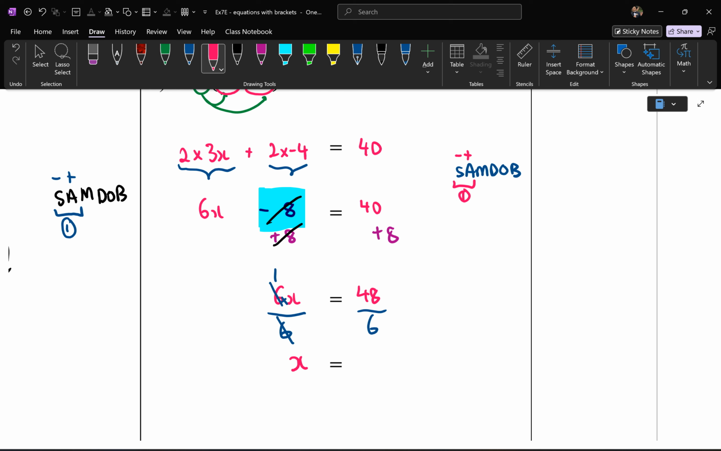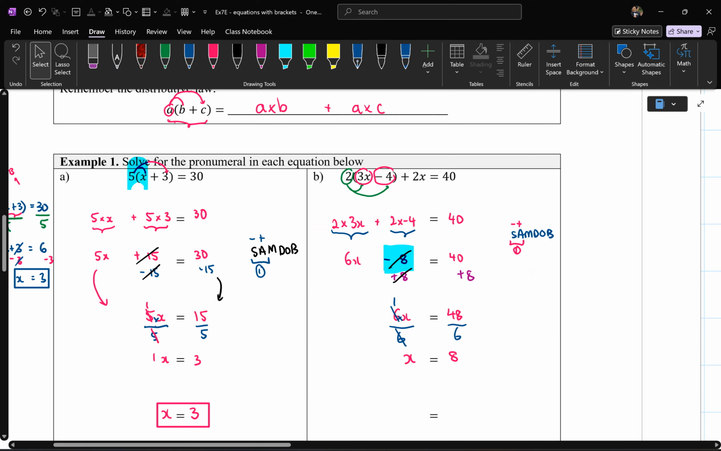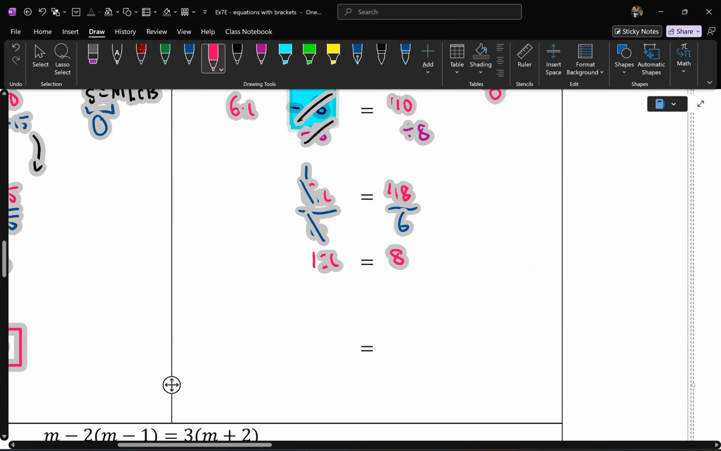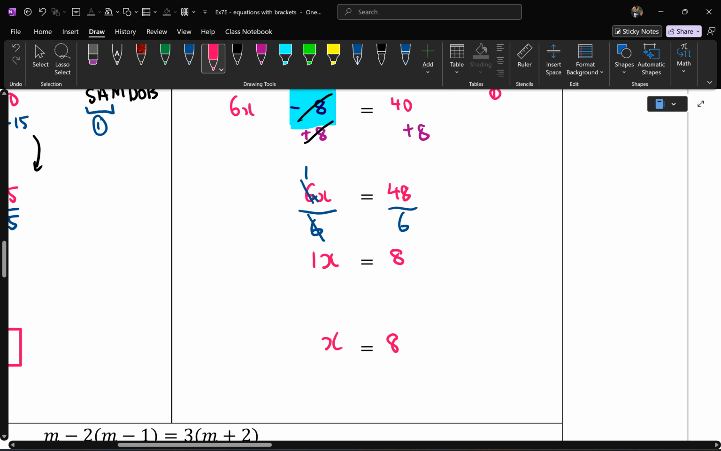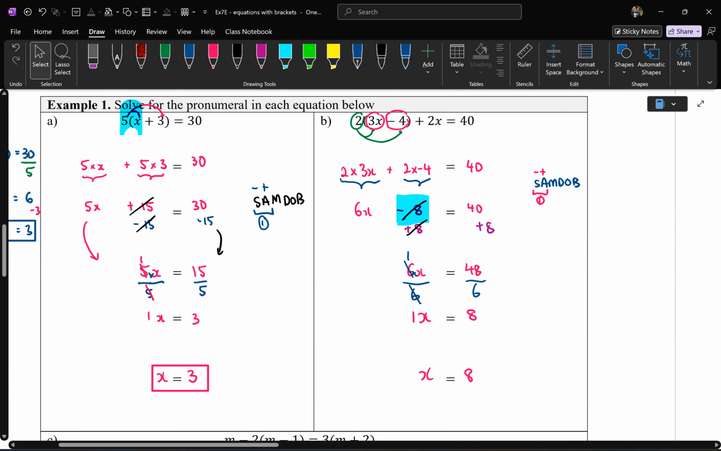What is 48 divided by 6? Let's go with Tilly. 48 divided by 6. 8. And that gives us our answer. Very good. So you can see the problems in exercise 7e. It's all about expanding the brackets and then simplifying and solving.